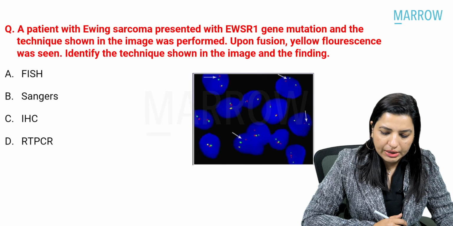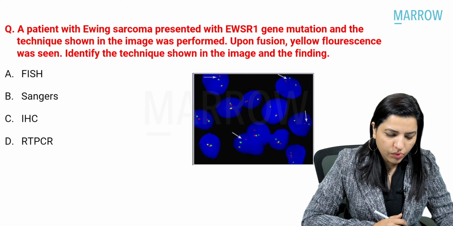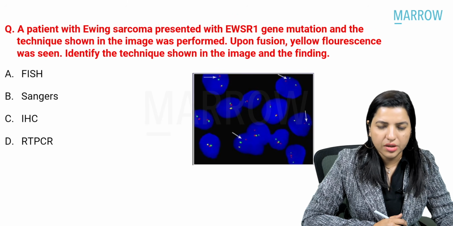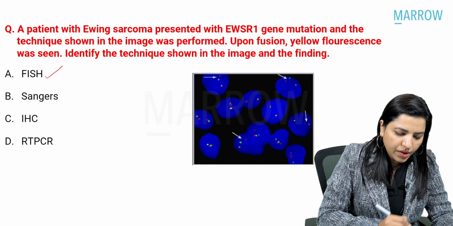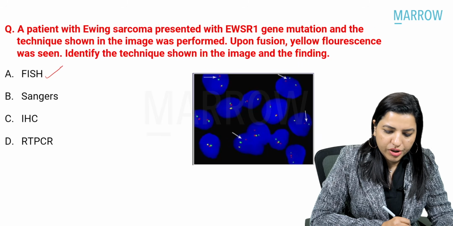Upon fusion, a yellow fluorescence was seen. Identify the technique shown in the image and the finding. Okay, so this is actually a FISH technique, and this is a FISH that was done in interphase. This is an interphase FISH.